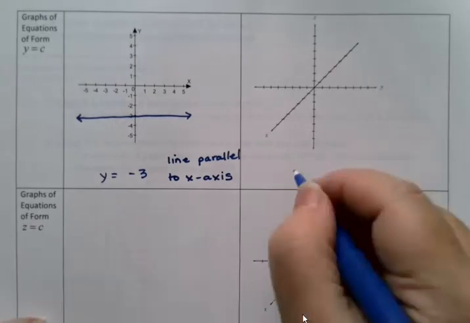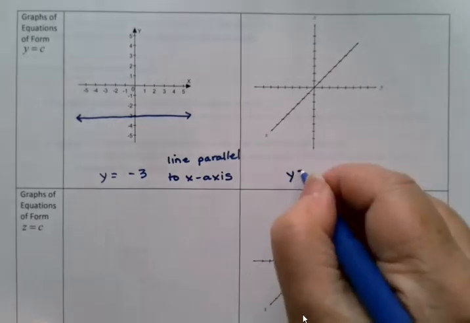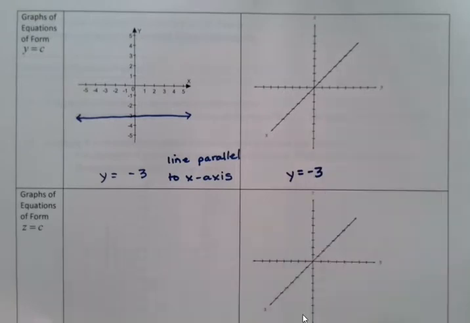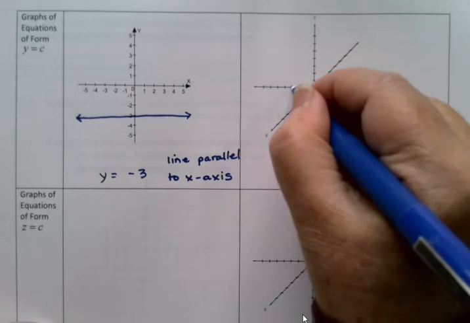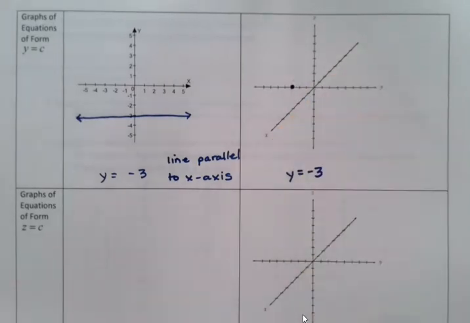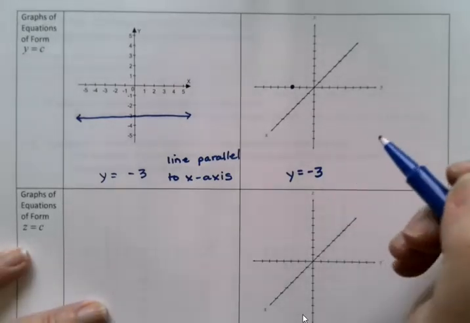What's y equals -3 going to look like in 3 space? Well, the y-intercept, -3, would be over here. And then I would have all of the points with any x value, any z value, as long as I continue to let the y value be -3. That's going to give me a vertical plane.